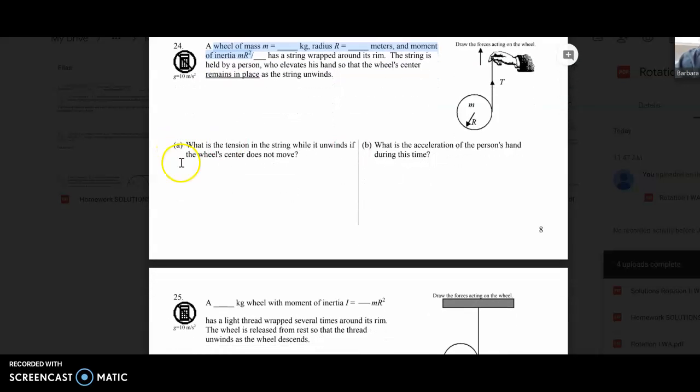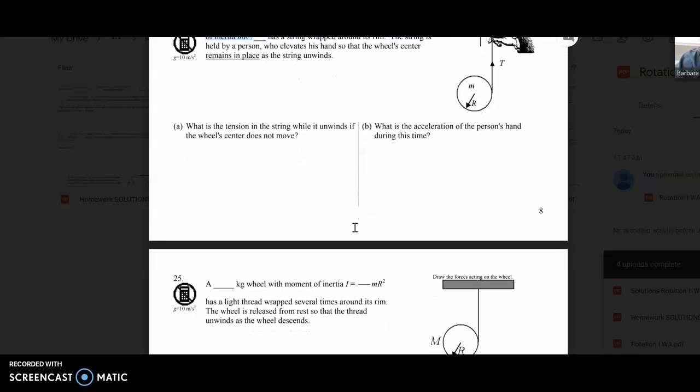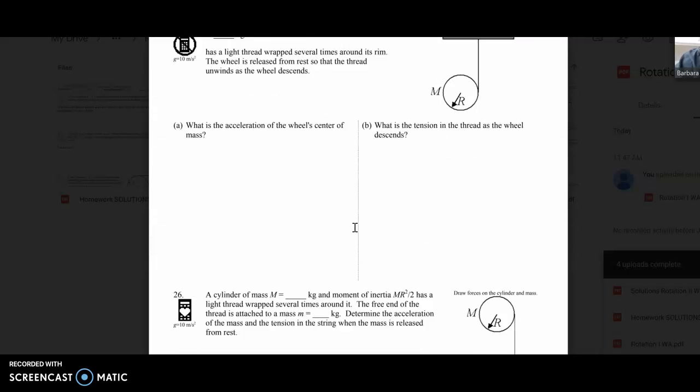24, the thing to remember is if the wheel's center doesn't move, then the tension is balancing with the mg. And the tension does, of course, exert a torque, R cross F there, so you ought to be able to operate from there. Don't forget that alpha is A over R.